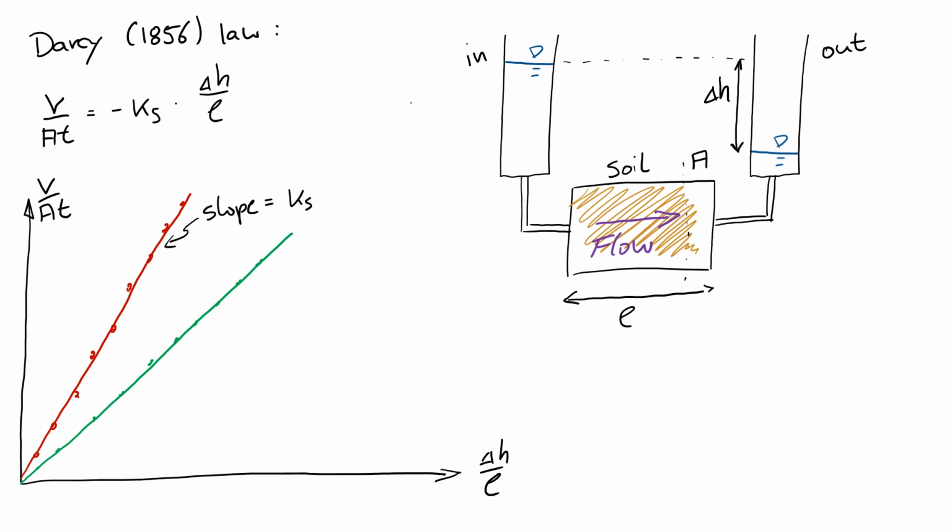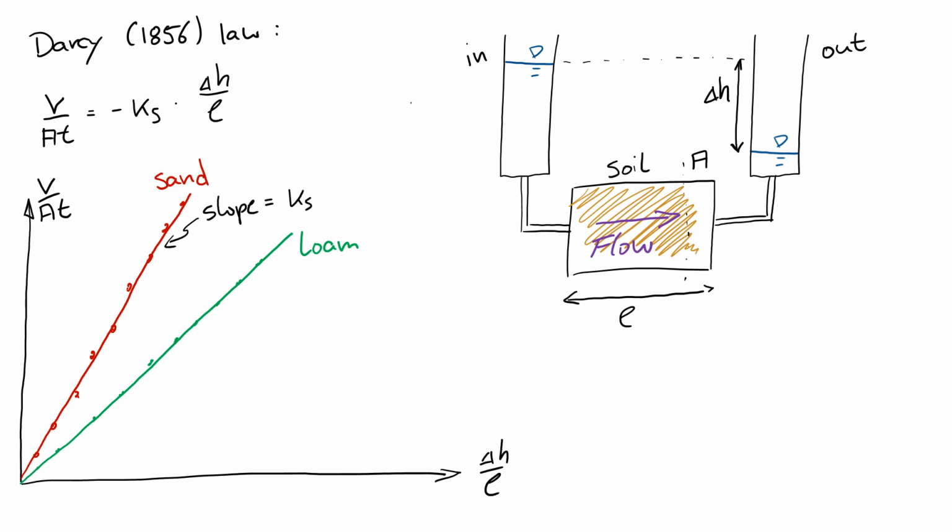In order to figure this out, let's use what we already know about flow in porous media and soils. For the red soil, we need a relatively low driving gradient to have a relatively high flux, compared to the green line, which means that for the exact same driving gradient, we would have a lower flux. So the red line would maybe be representative for a sand, whereas the green line would maybe be representative for a loam soil.